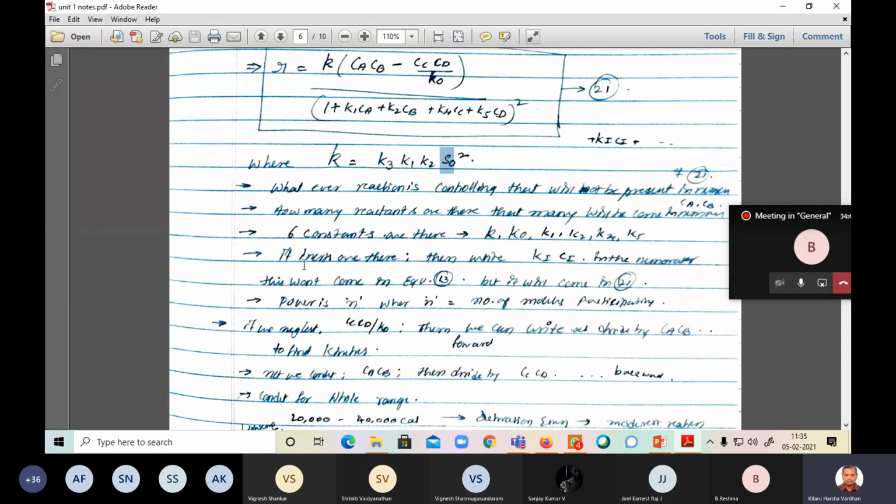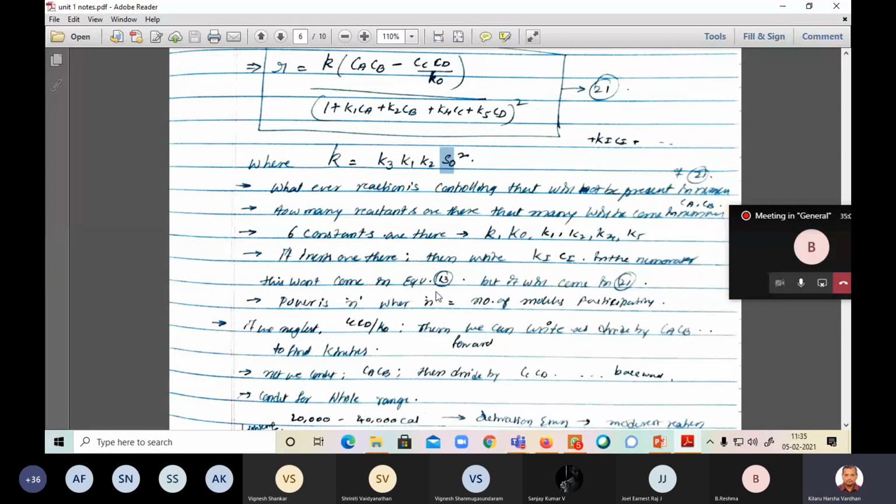One more: if there are some inerts present in the gas, apart from A, B, C, D, then that also should be added in the denominator. If the inerts are there, then we have to write Ki and Ci in the numerator. Here also it will come and here also it will come.